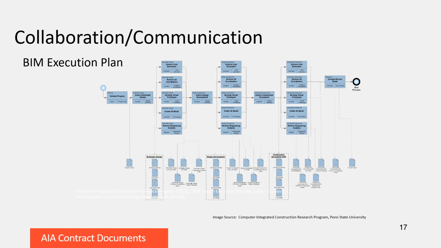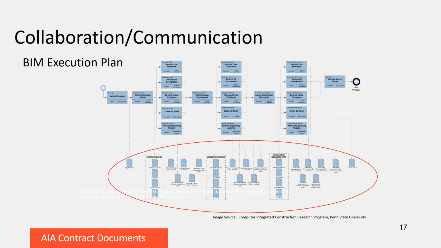In a BIM execution plan, this is a diagram from the Penn State BIM execution plan template that many of you have probably seen. All of the items there are models which are information exchanges, which means they have to exchange information from one firm to another. So that really depends on reliance on the model.